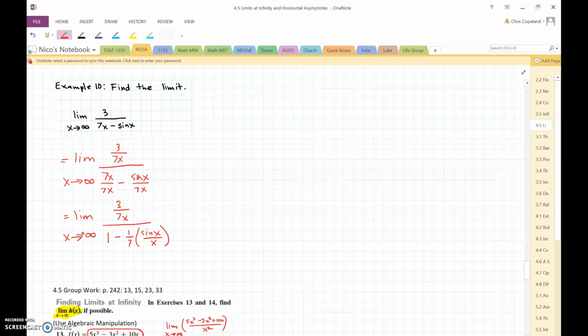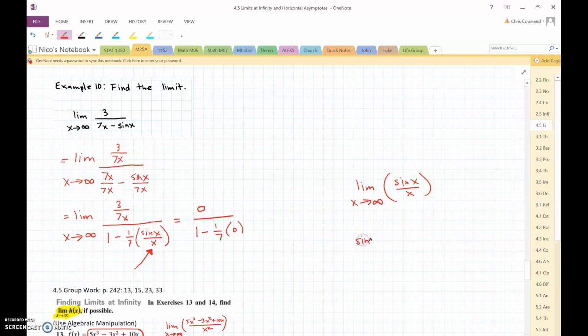Alright, now the numerator, I think we can see this would be 0. This would be 1 minus 1/7, and then this here, if you remember what that is by the squeeze theorem, that's going to end up being 0. And the reason why, let's look at this. Let's look at the limit of sine x over x as x goes to infinity.